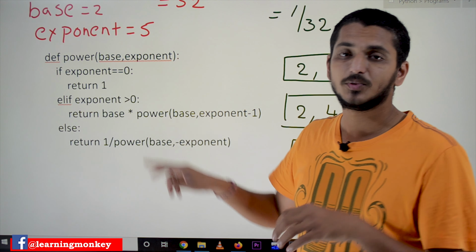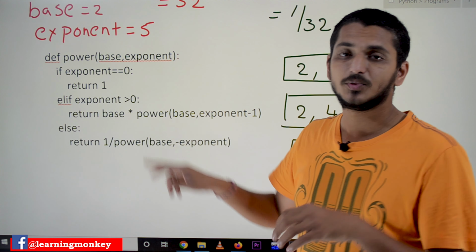That 1 will be placed here. 2 into 1, 2. So this 2 will be sent to this function. 2 into 2, 4. This value is sent to here. 4 2s 8. This value is sent to here. 8 2s 16. 16 is sent to here. 16 2s 32. That is how recursive functions work. When we write the recursive function in the return statement, this is how it will execute.